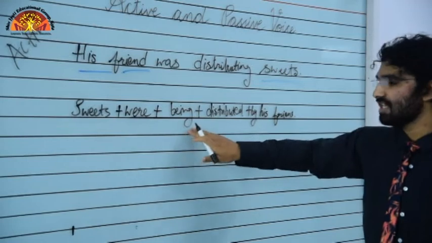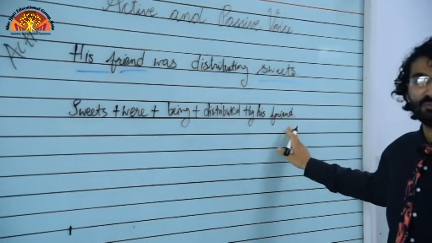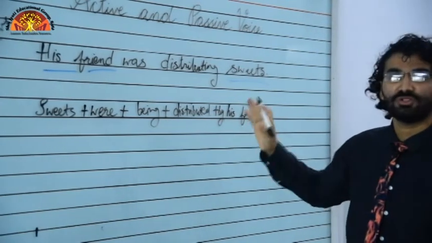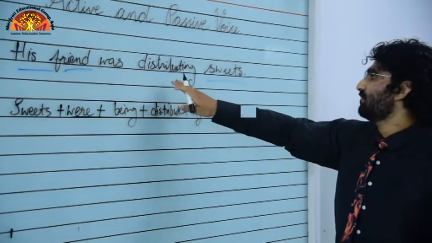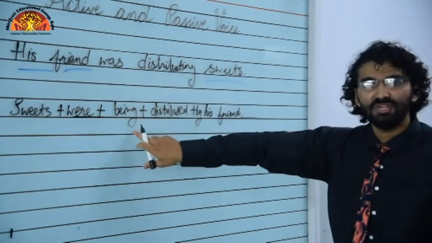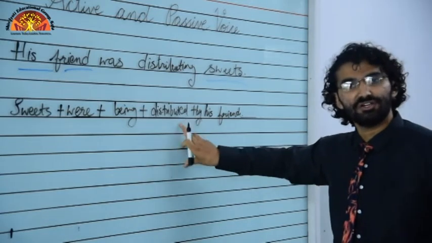Sweets were being distributed by his friend. Rule number 1, we changed the places. Rule number 2, we brought in the helping verb. Rule number 3, for this ing form, we brought in being, and then we added finally the past participle, which is the third form of verb.